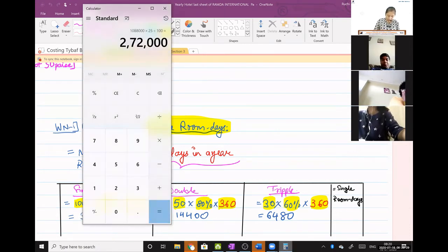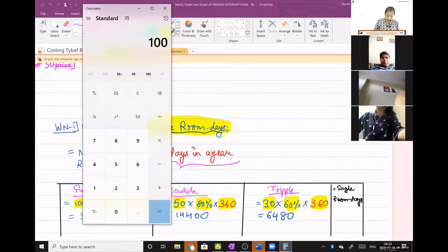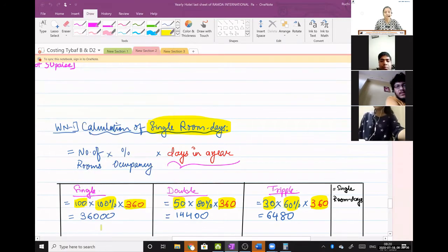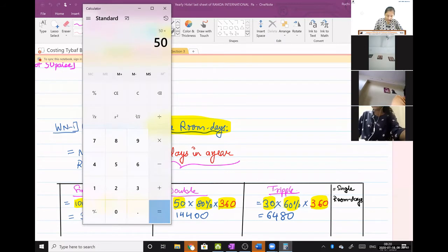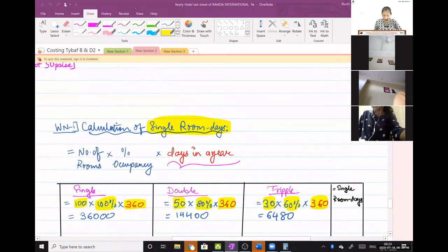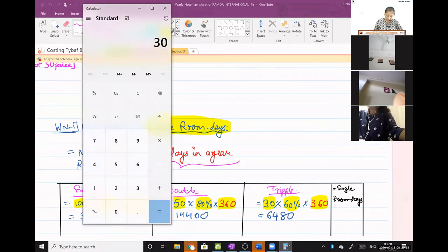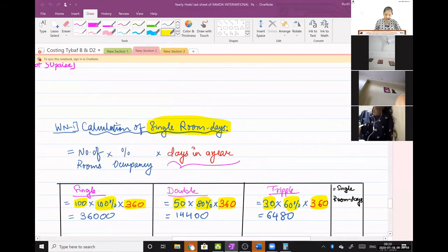You see the calculation if you want. 100 into 360, that is 36,000. Then next, 50 into 80% into 360, that is 14,400. And then triple rooms, 30 into 60% into 360, 6480. Okay, 36,000, 14,400 and 6480.